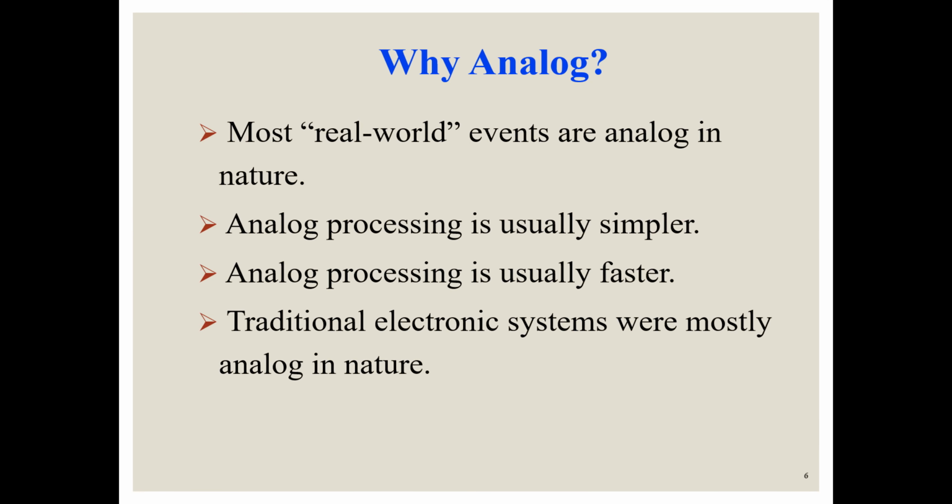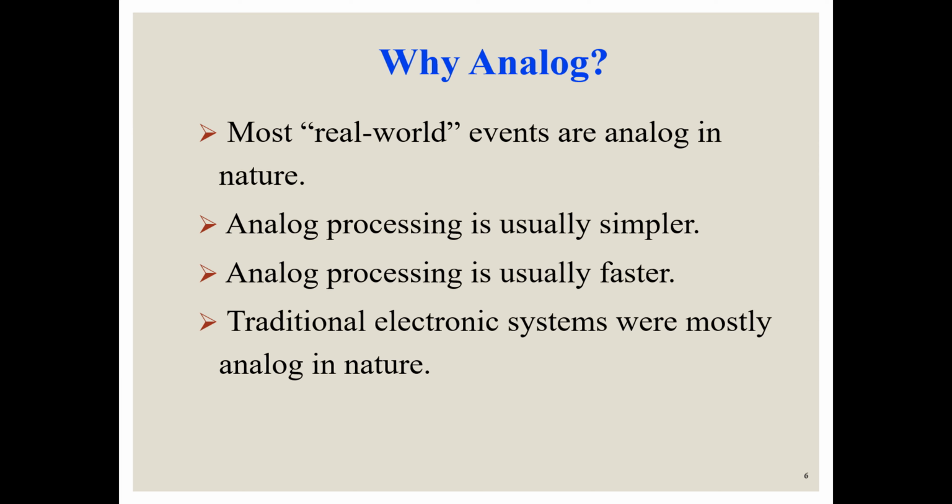The next one, why analog? Most real world events are analog in nature. Just like the neural signals in the human body: the entire human body consists of neural signals. These neurons produce some kind of signals, called analog signals. These are electrical signals which are analog in nature. So whatever you name, the entire real world events are analog. That's why we need analog.